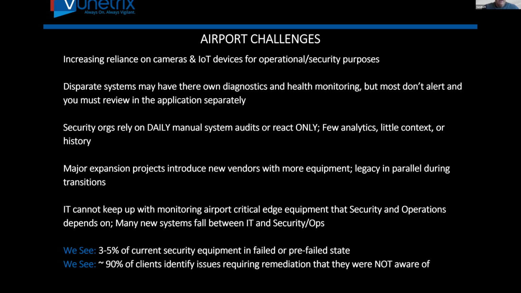And this has been proven out multiple times. San Diego's already told us, and many of our customers have told us, that there are many issues that they were able to discover and remediate that they would never have been made aware of without a solution like this. And hopefully you'll see why that is as we go through this.